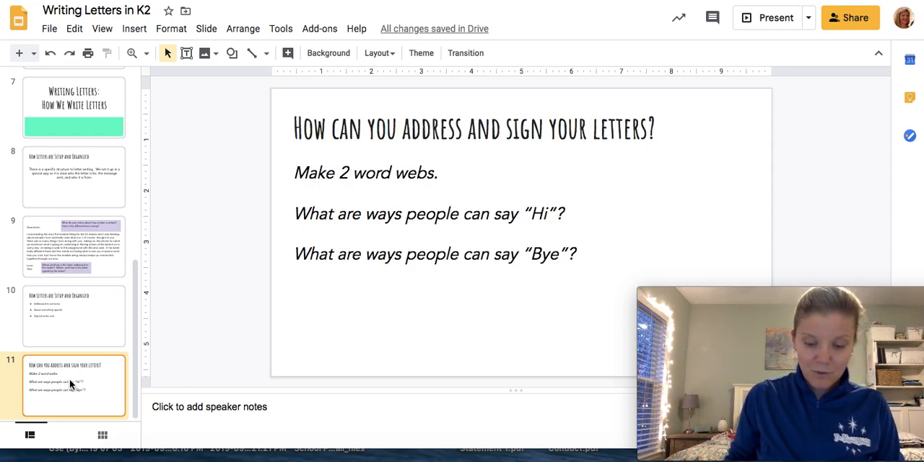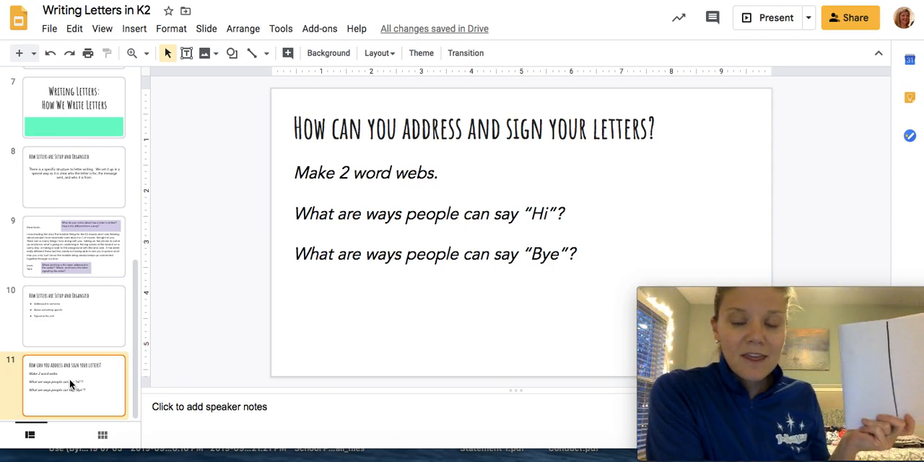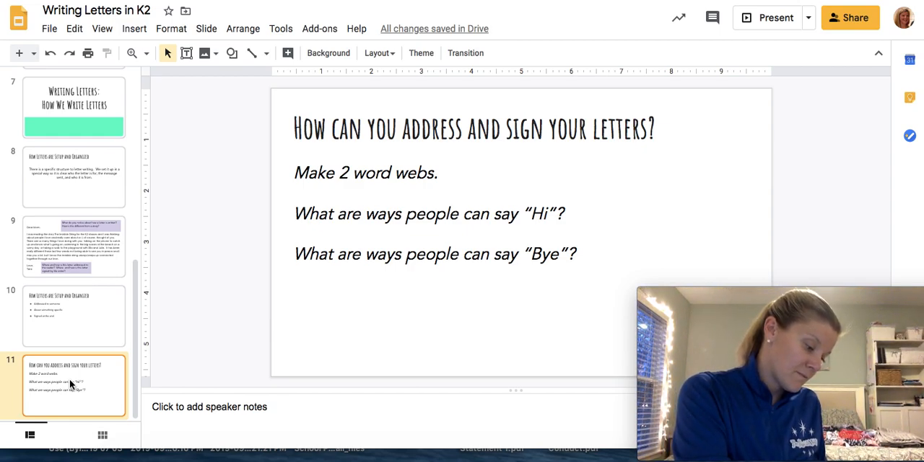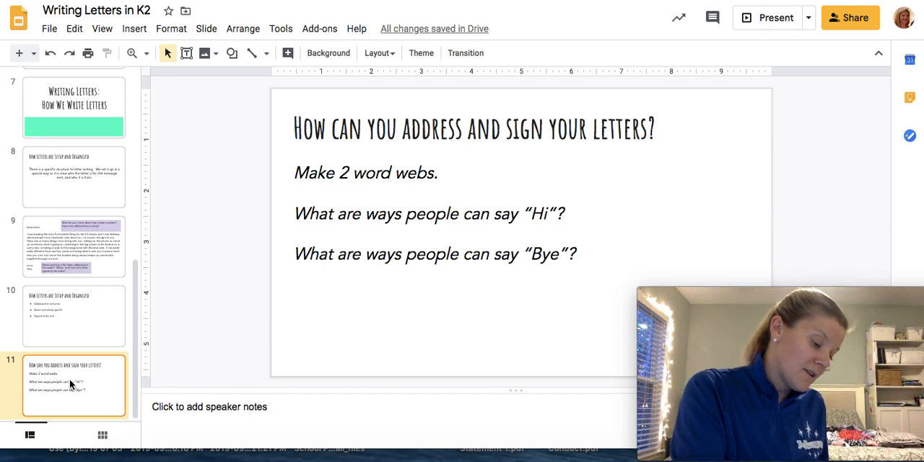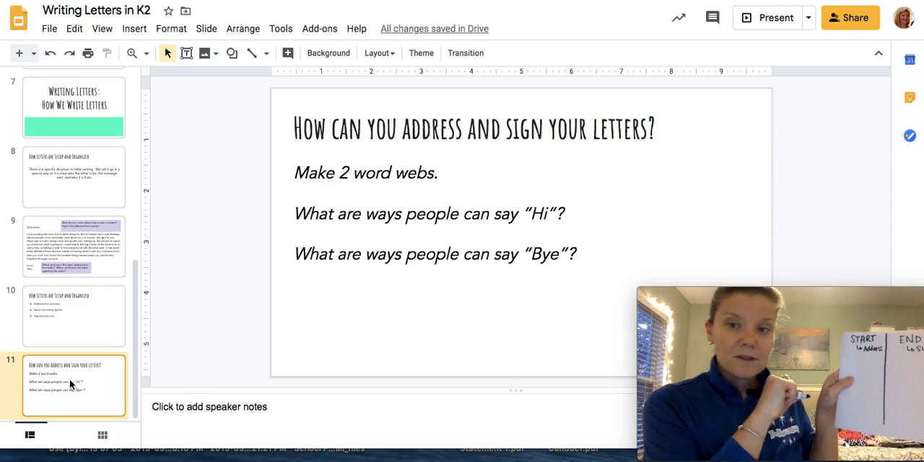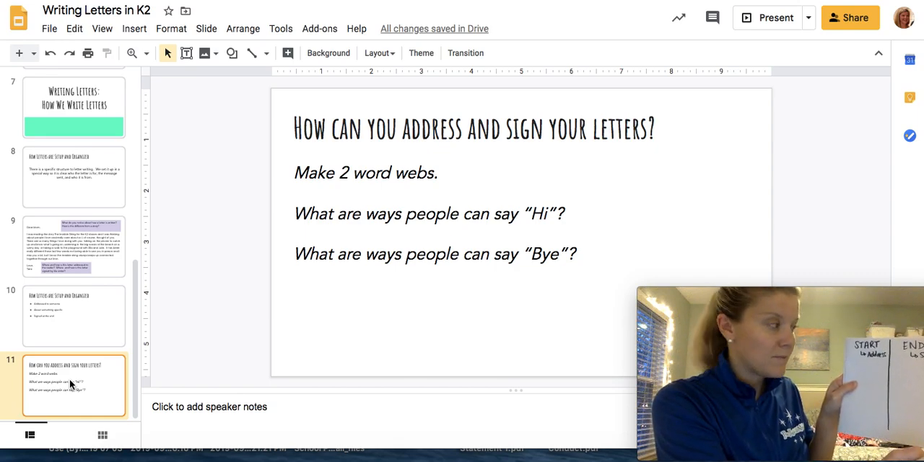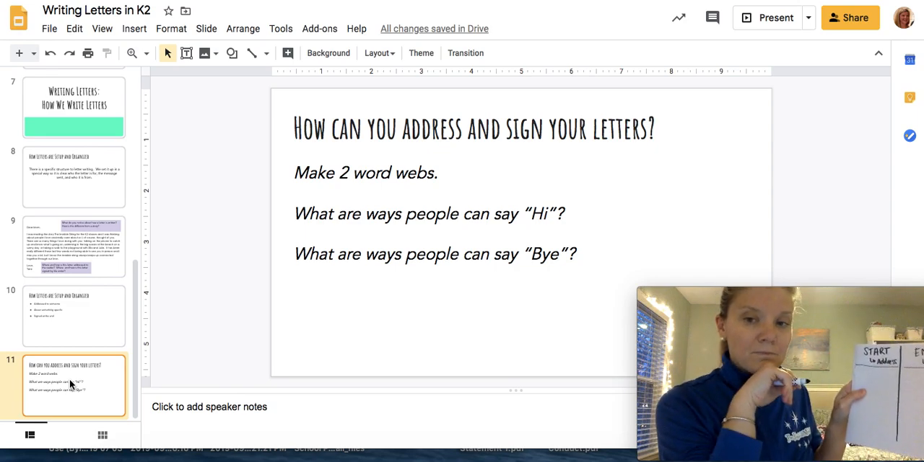I said I was going to do a word web. I don't think I'm going to do a word web, because today I need you to help me think about different ways we can start our letters. And really, when we're talking about letters, how do we address our letters, right? And how do we end our letters? How do we sign them? So go ahead, and I want you to take a notebook and just write a line right down the middle. How do we start our letters and how do we end them?